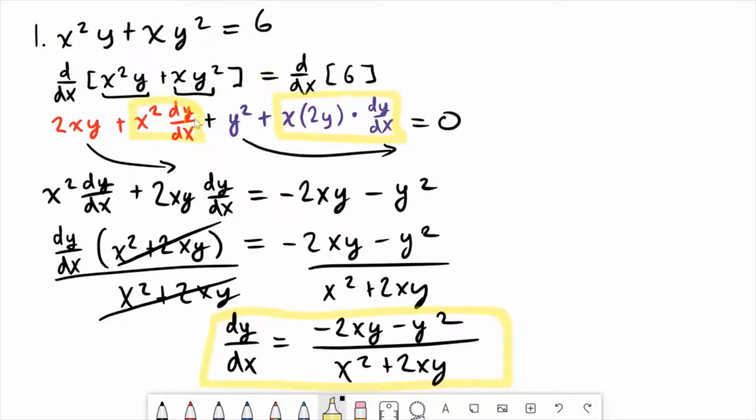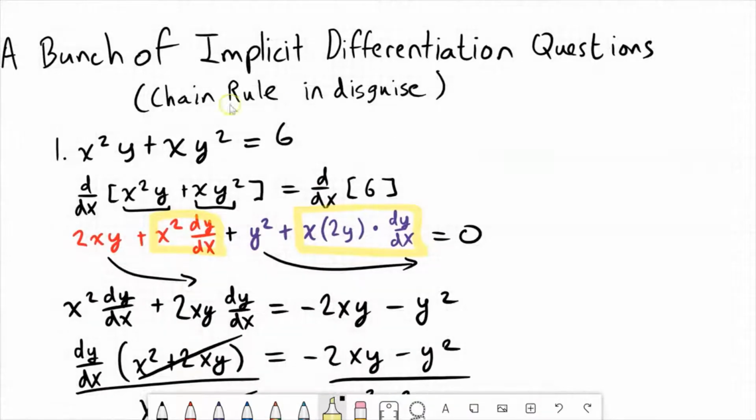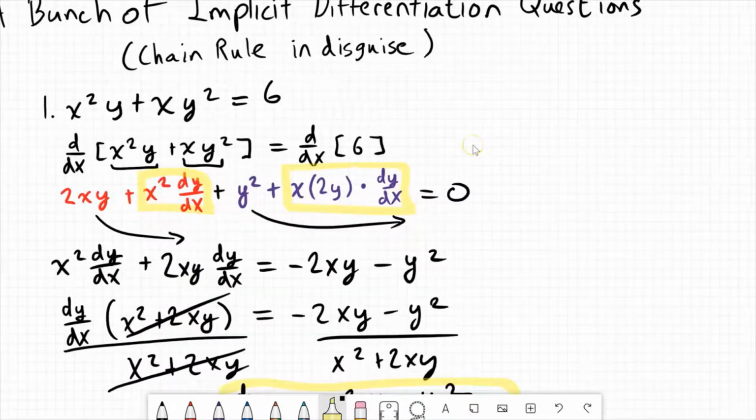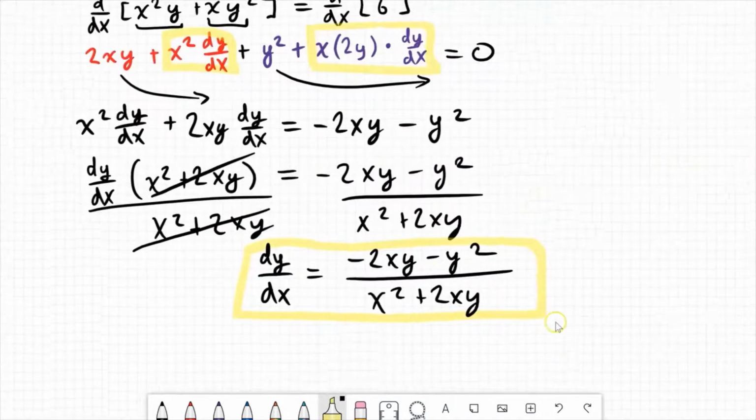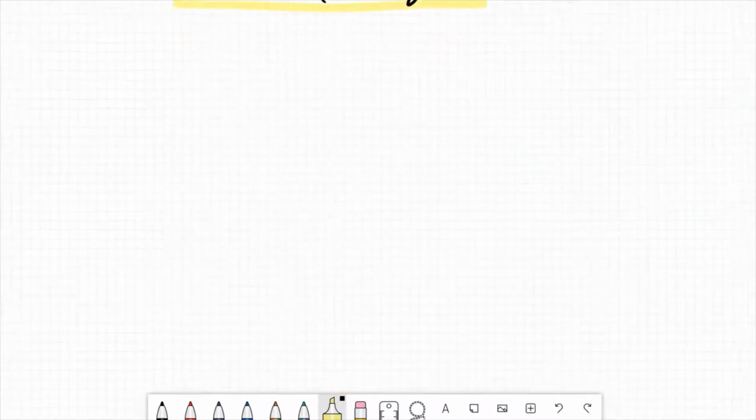And the way we did it was by treating y as a function of x, especially in this second term, where I had to treat it with the chain rule because y is a function of x. So you take the derivative of the outside and then you multiply by the derivative of the inside. That's why I called it the chain rule in disguise, because y can actually act like a chain rule. So with the next problems, I'm going to write y prime instead of dy dx because I find it much easier to write. So let's continue.